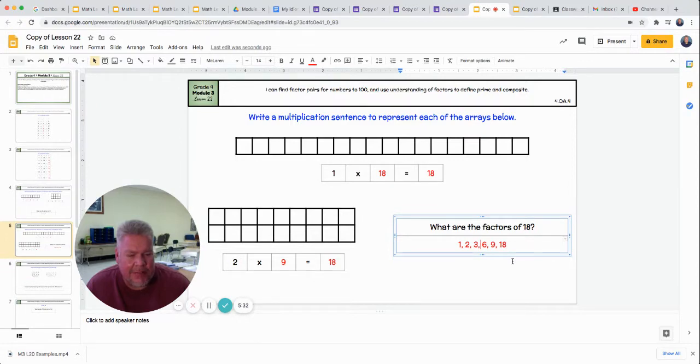No. 4 times nothing. 5? No. And then we get back to 6. So here are our factors of 18: 1, 2, 3, 6, 9, and 18. We almost left out 3 and 6. So you've got to be really careful to make sure you get all the factors listed.